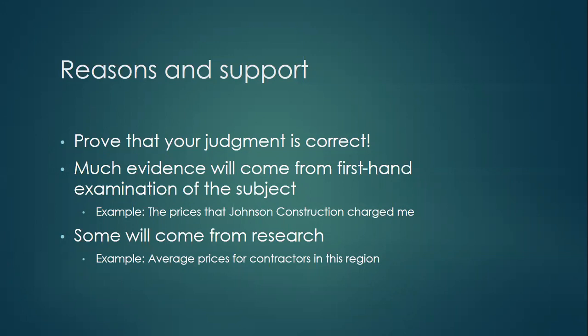So for my topic, Johnson Construction, an example of firsthand evidence would be the prices that Johnson Construction charged me. And some evidence I might get from research would be average prices for contractors in this region to compare whether Johnson Construction's prices are average, above average, below average, etc. So for each of the criteria that you examine, you'll have a mini judgment and some firsthand evidence and potentially also secondhand research evidence to support your view.